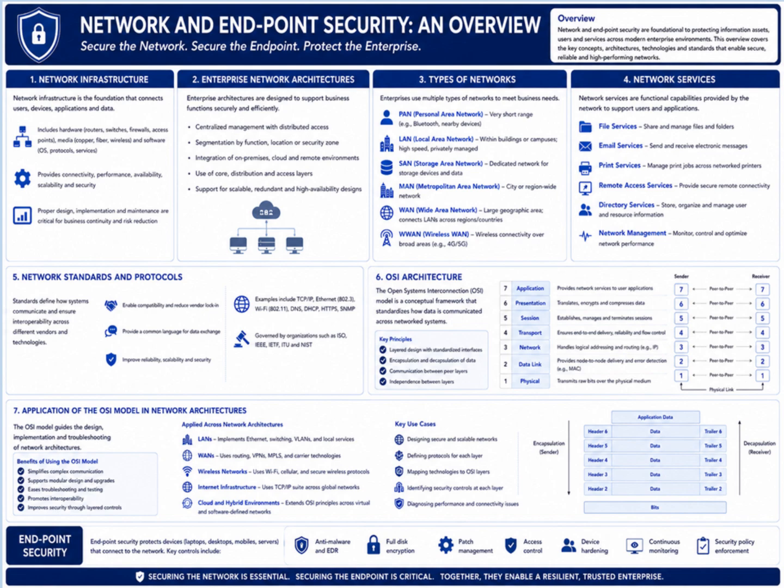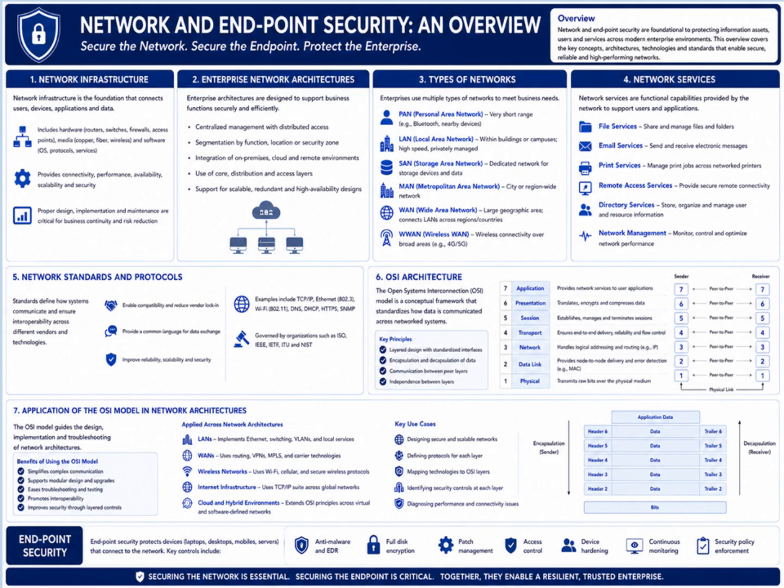Strong infrastructure design is critical because the network supports business operations, availability, scalability, and secure connectivity across the organization. Enterprise network architectures are then designed to support business requirements while reducing risk. This includes segmentation, distributed access, integration between on-premises and cloud environments, and the use of core, distribution, and access layers to improve performance, resilience, and security.